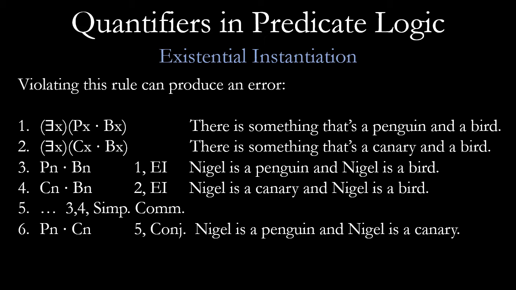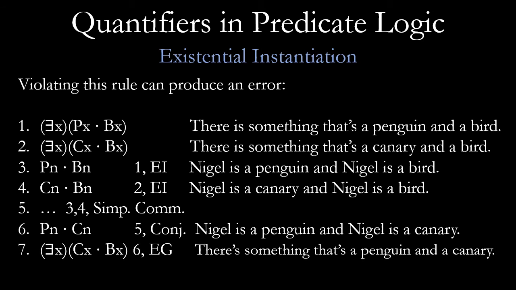Because you can see this in the previous lines. Notice we've got Pn, we also have Cn, right? Nigel is a penguin and Nigel is a canary. Well, that means that by existential generalization, which we'll talk about soon, there exists something that's both a penguin and a canary. But we know that's not true. That's a mistake, right? So we've accidentally created something that is both a penguin and a canary through this error in our logical steps.